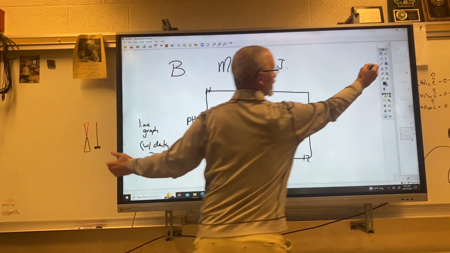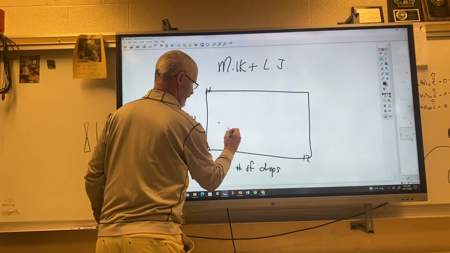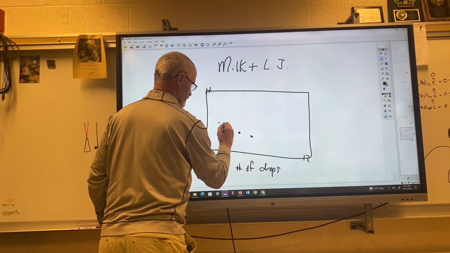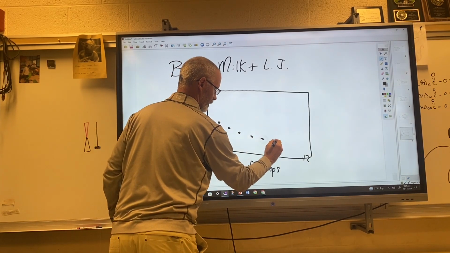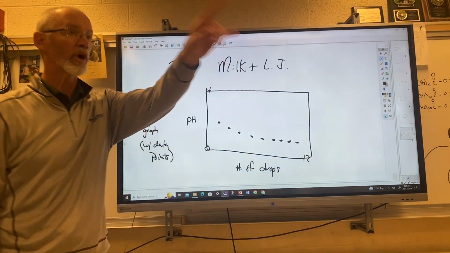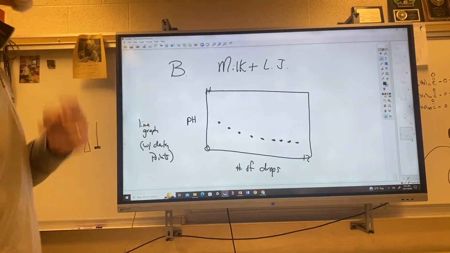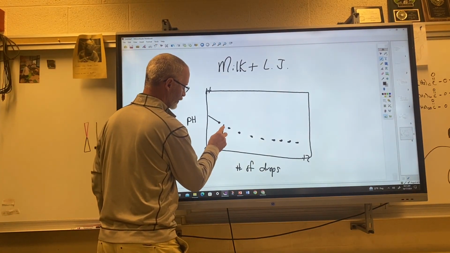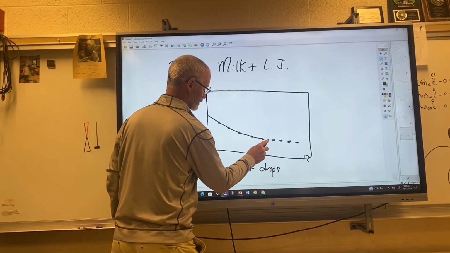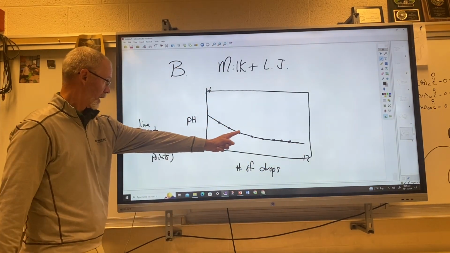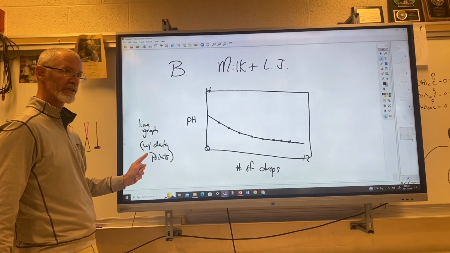Whoops, let me go back to my pen. Dot there, dot there, dot there. Well, let me make them bigger, just so you can see them. Dot there, no, it should have flattened out a little bit. Now you record what you recorded though. Use your data. And then the line will go through those dots. Okay? Line graph with data points.